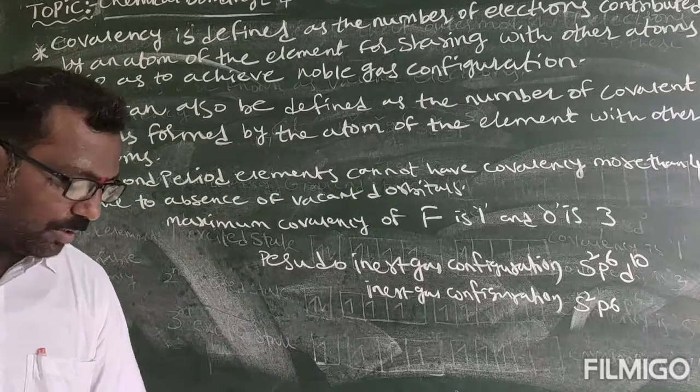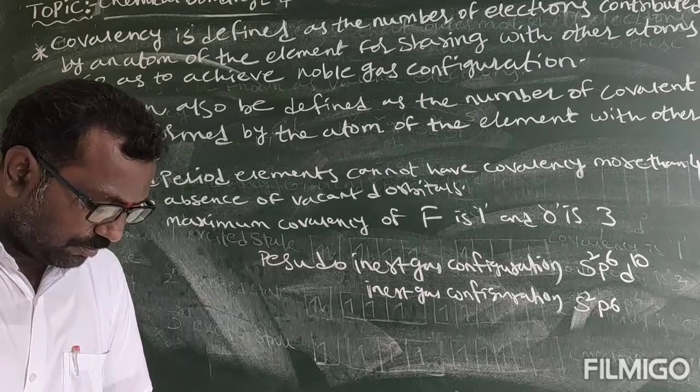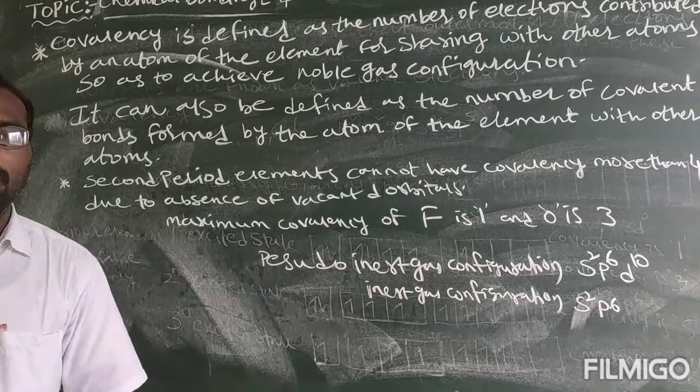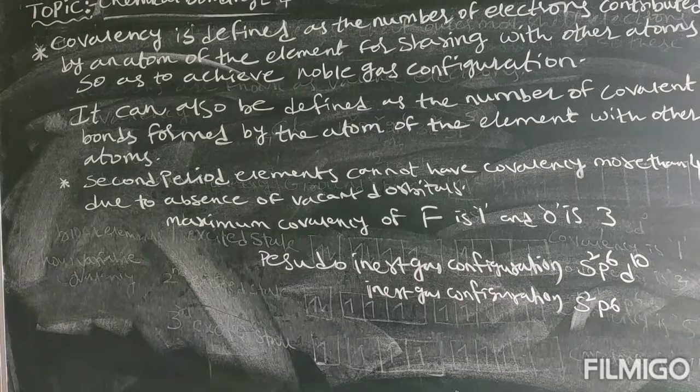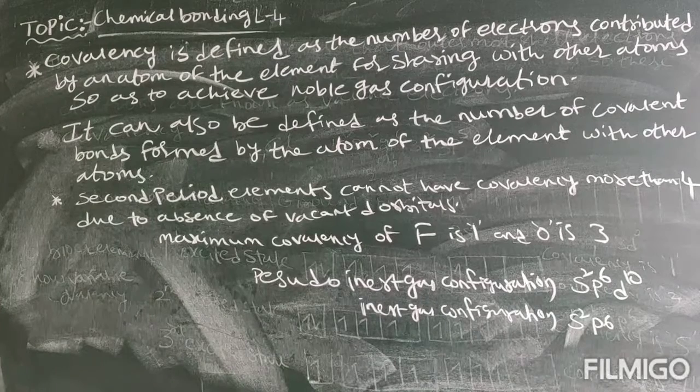So you can make a clear note of all these things. Next we will be having the discussion regarding the polarization concept. So pseudo inert gas configuration means s2, p6 and d10.